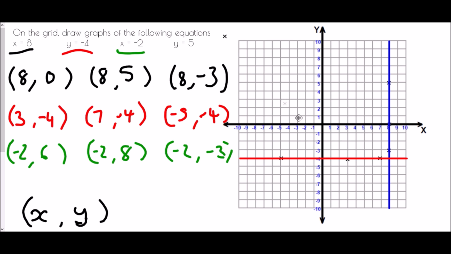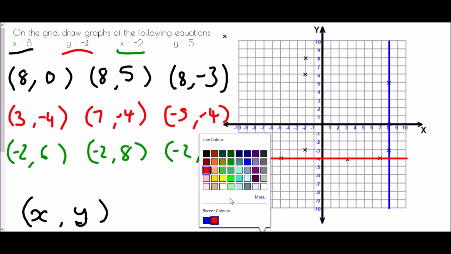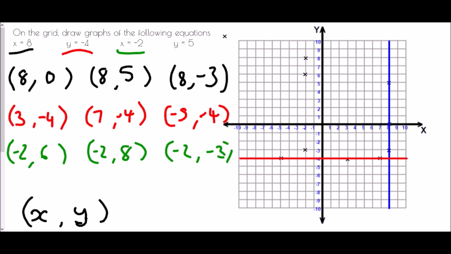So -2, 6, -2, 8, -2, -3. And again, we have 3 points all in a straight line. So let's make a line which joins them together. There we go.